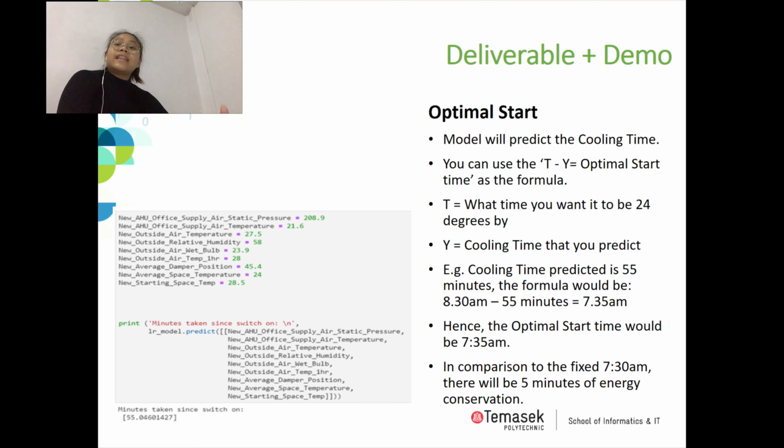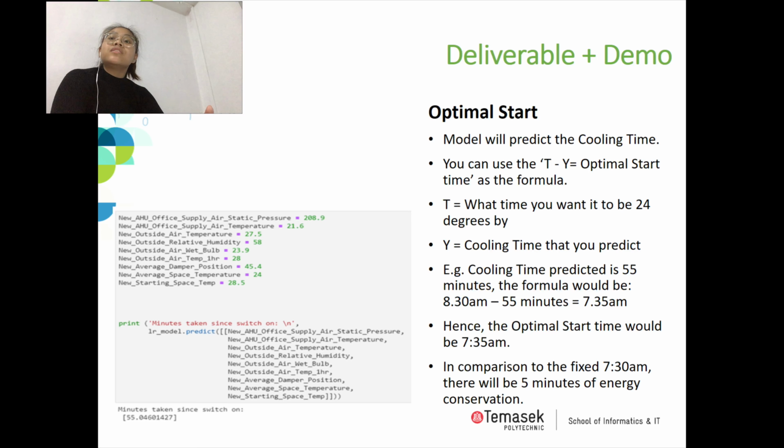So it means that this is a cooling time. It has taken 55 minutes since the air conditioning was switched on for it to reach the optimal temperature. Hence, if you know that you want to have the air conditioning switched on at 8:30 a.m. and it takes 55 minutes to cool down, working backwards, that will be 7:35 a.m. Hence, the optimal start time will be 7:35 a.m.